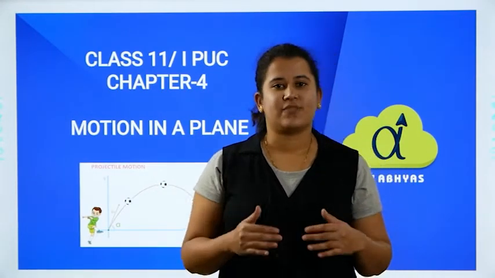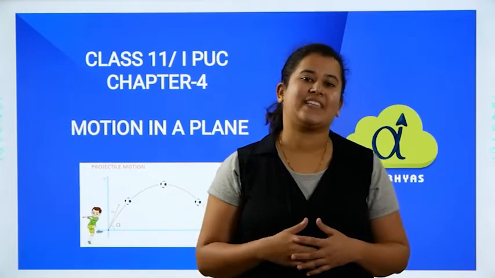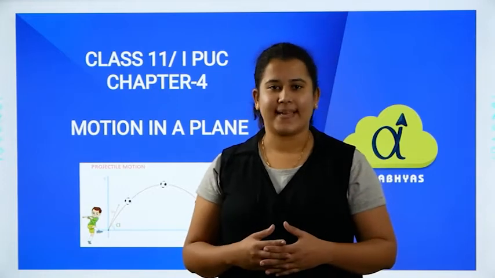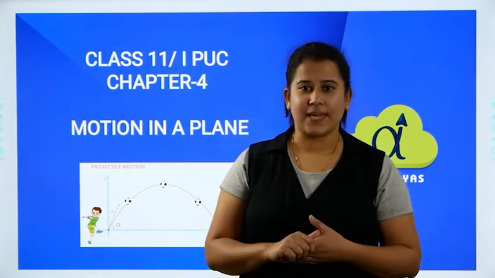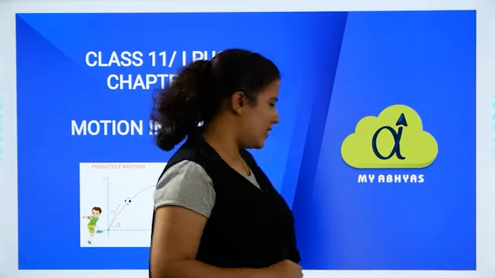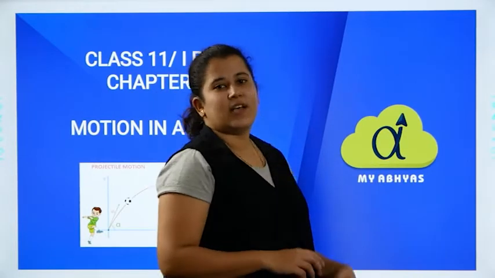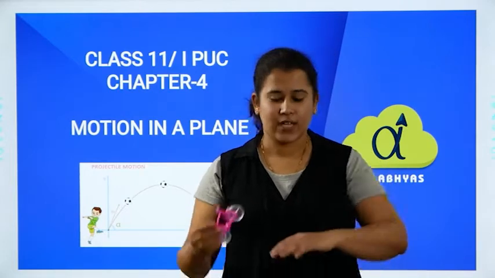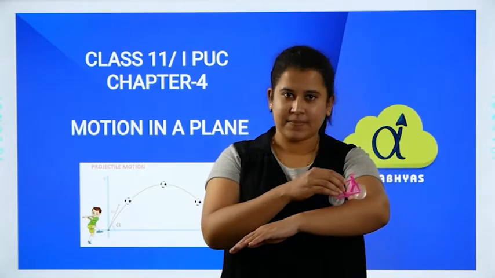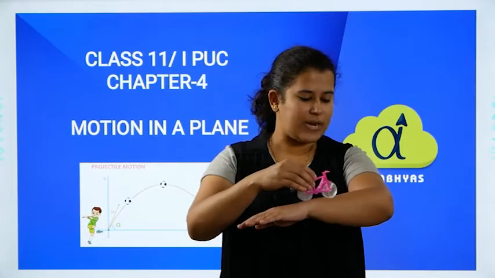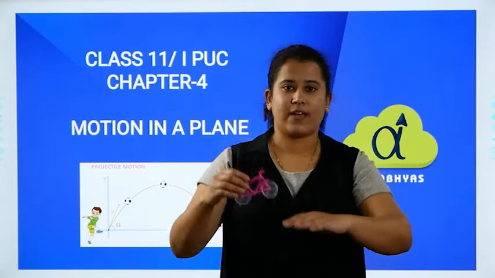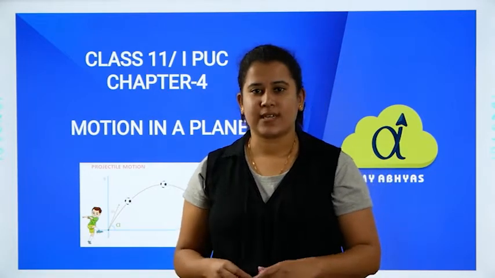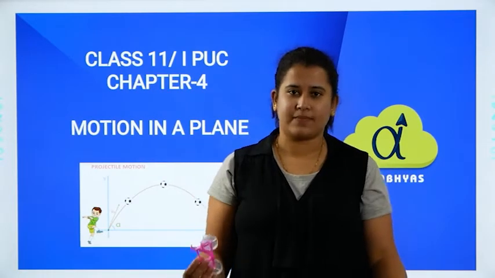Now in this session we'll start with a new chapter of class 11, that is motion in a plane. So what do you mean by motion in a plane? Whenever we took motion in a straight line, the body was moving in a straight line like this, and it was only going in one direction. For example, you can just take the x direction, right?